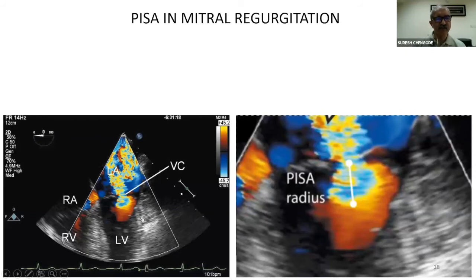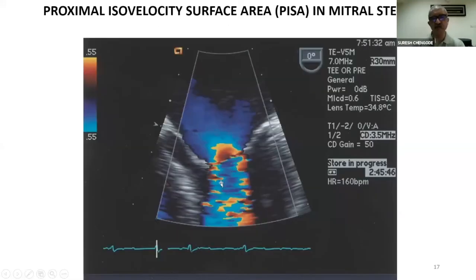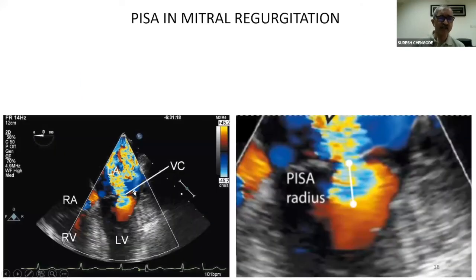Now, when you go to mitral regurgitation, it happens from the left ventricle to the left atrium, and you can see that the flow is changing from red to blue. But in the earlier scenario, you saw that the color was changing from blue to red. Now, you know the aliasing velocity of the most proximal clear isovelocity shell. Here, this is 45, and you can measure the PISA radius, and this can be put into the continuity equation.